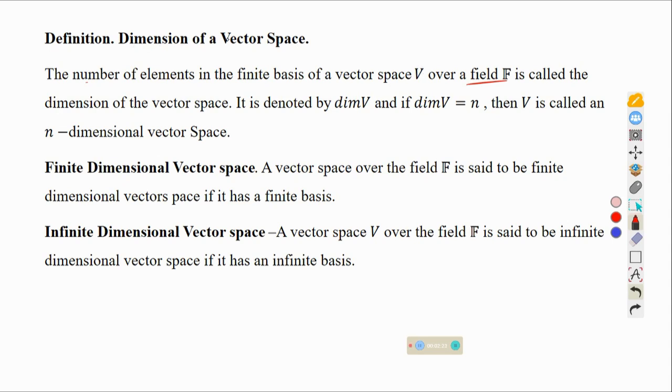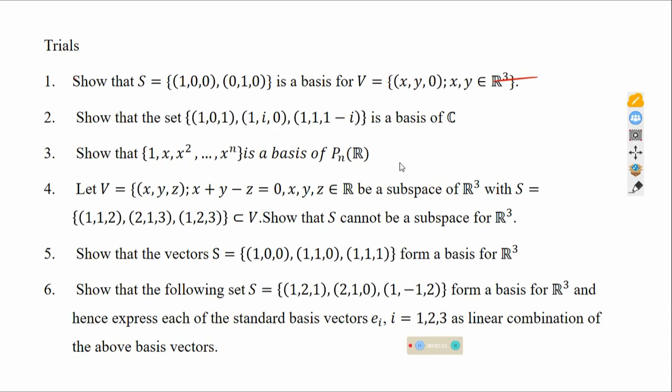Meaning, to define a dimension of a vector space, you must first of all look at the basis. And I hope you know how to get the basis, or to show that a given set is a basis of a vector space. So when you look at the number of elements in that basis, then that number will give you what we call the dimension of that given vector space. For example, let us refer to some of these questions here.